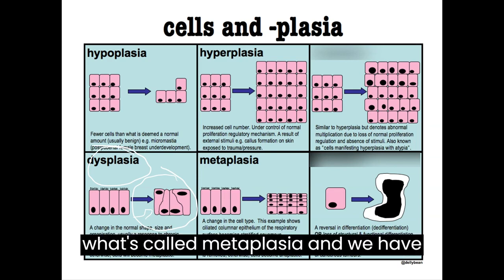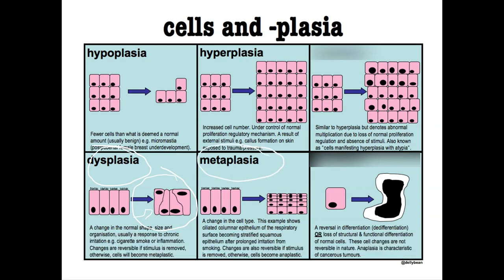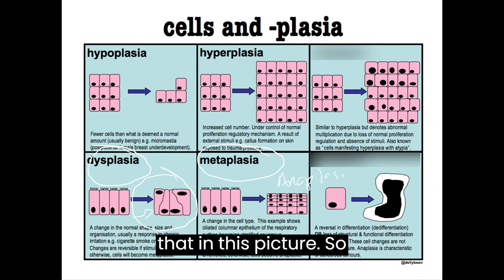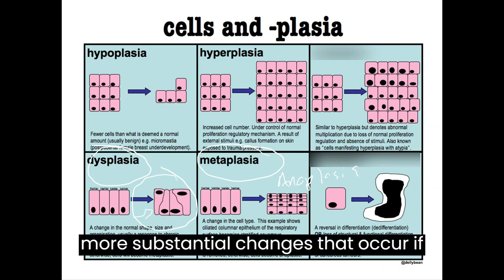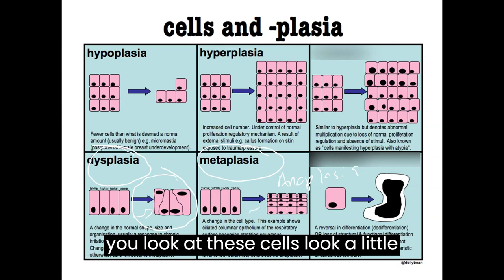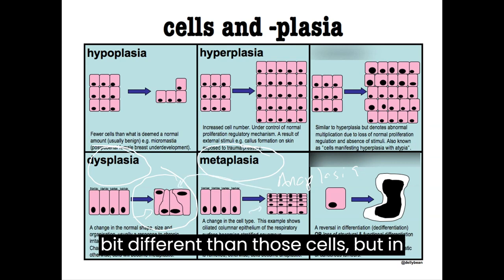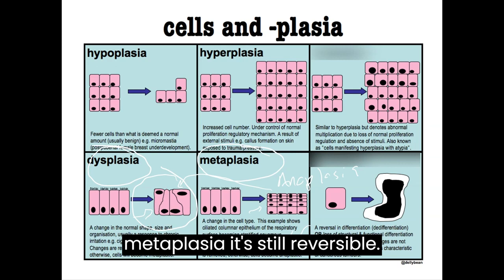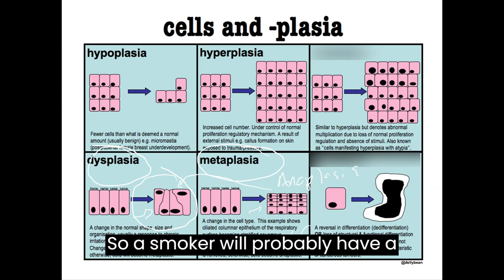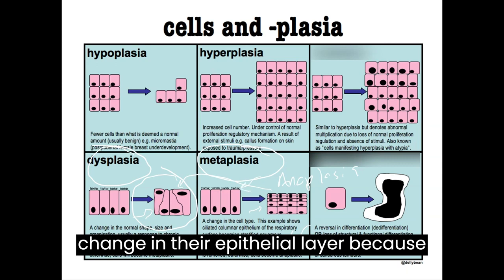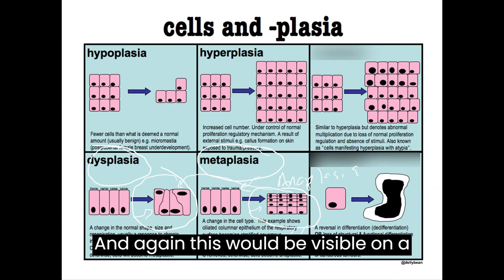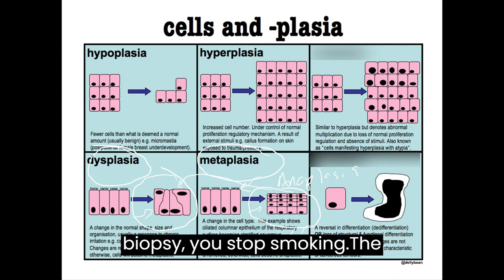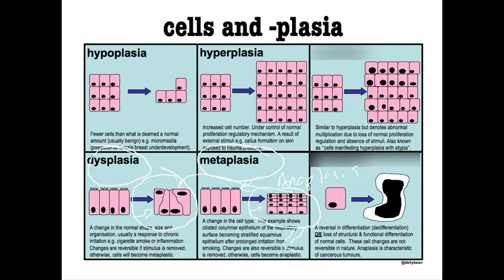Then we go into metaplasia, and then we also have anaplasia. I just realized I don't see that in this picture. Metaplasia and anaplasia are more substantial changes that occur. If you look at these cells, they look a little bit different than those cells, but in metaplasia, it's still reversible. A smoker will probably have a change in their epithelial layer because of the damage from the carcinogens in the smoke, and the cells start to change. Again, this would be visible on a biopsy. You stop smoking, the epithelium heals.